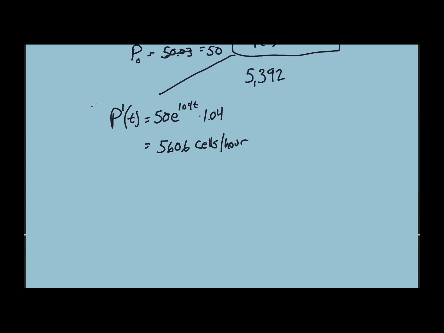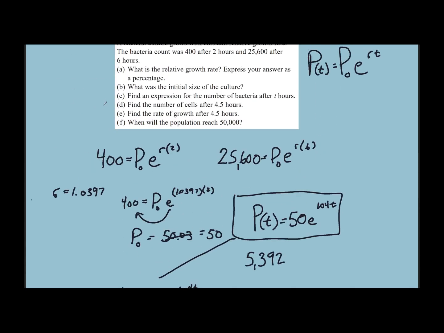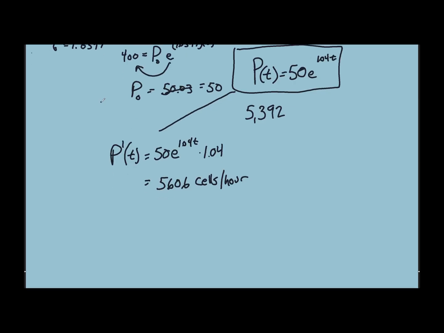So what do we have left? What does it want left? When will the population reach 50,000? Well, that's this P of t here, right? So 50,000 population equals a starting population of 50 times e to the 1.04 t. Divide the 50 out. This becomes 1,000 equals e to the 1.04 t.